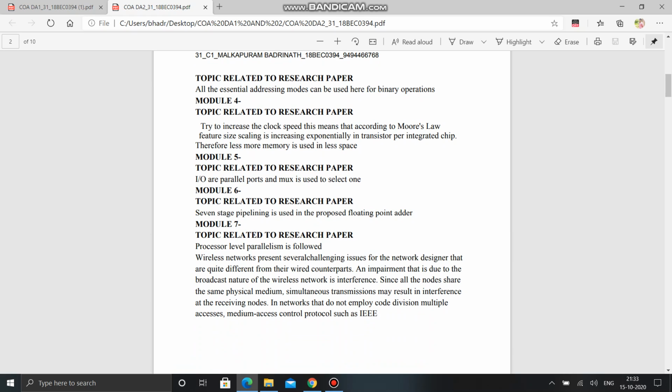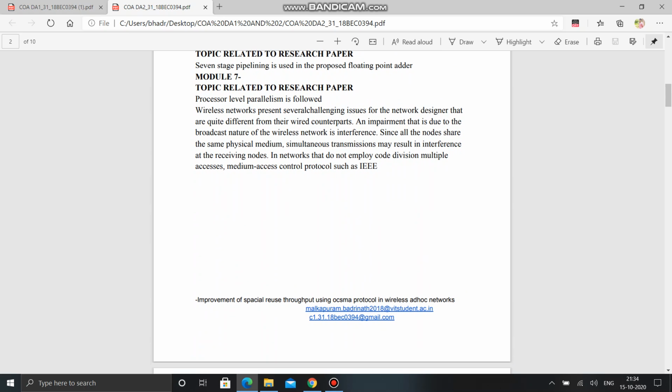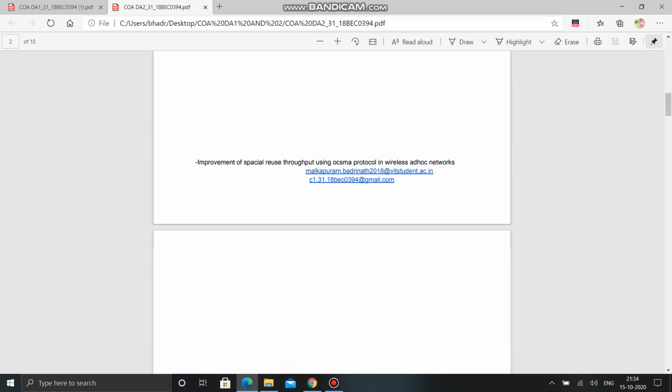Wireless networks present several challenging issues for the network designer that are quite different from their wired counterparts. An impairment that is due to the broadcast nature of the wireless network is interference, since all the nodes share the same physical medium. Simultaneous transmissions may result in interference at the receiver nodes in networks that do not employ code division multiple access, medium access control protocols such as IEEE 802.11. This is how all the 7 modules are related to my paper.